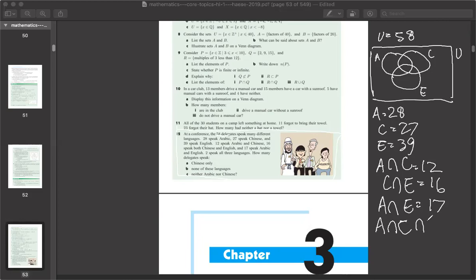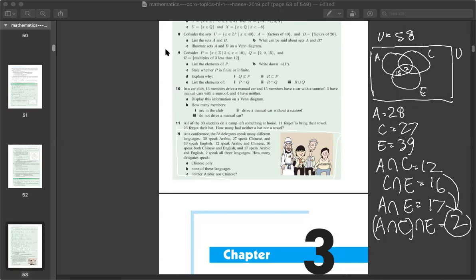So if they speak all of them, then that would be 2. So in this tiny spot, you can write a 2. Then you just minus 2 from the intersections. Since you already have 2 right here, you can minus 2 from all these numbers to find this petal-like shape. So for A intersection E, 17 minus 2 is 15.